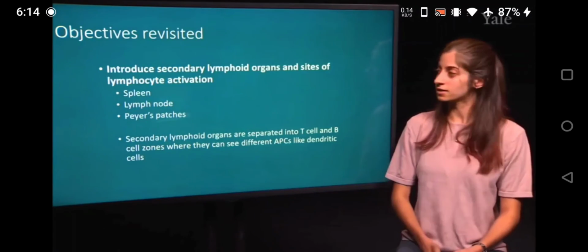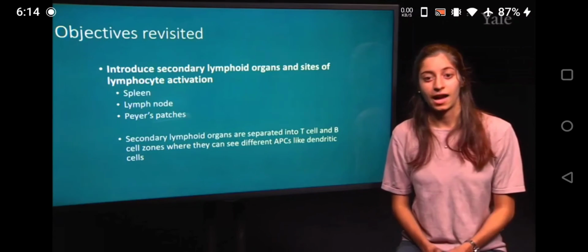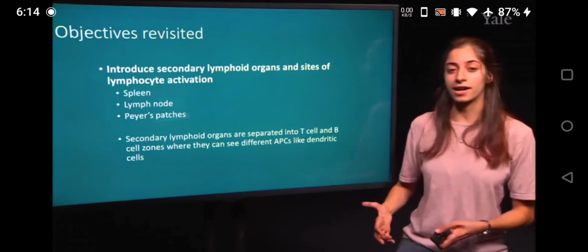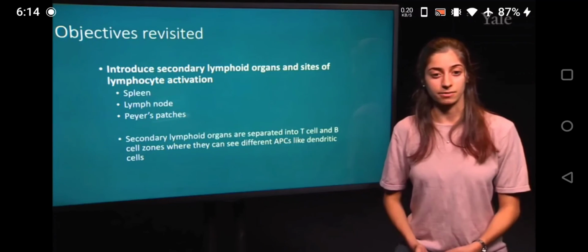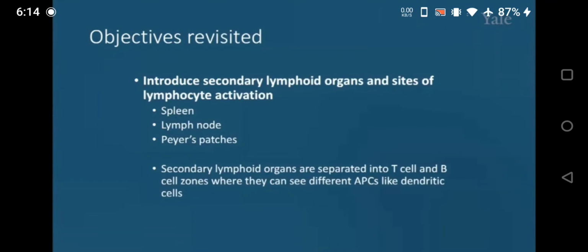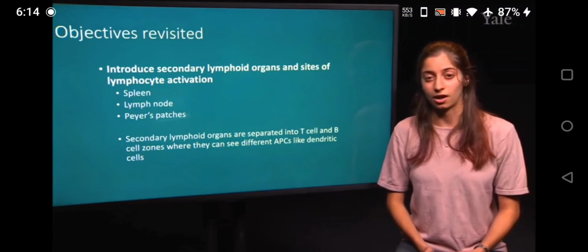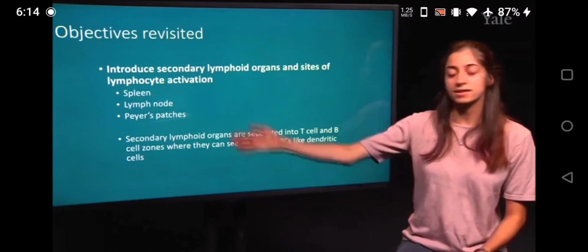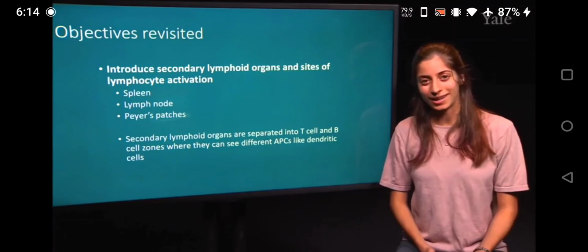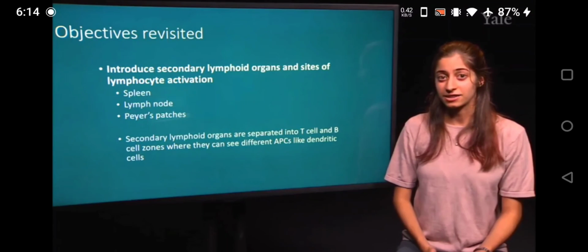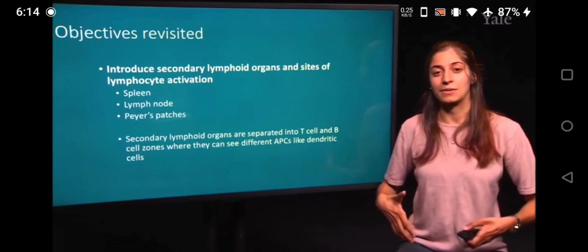This brings us to the end of our lecture. However, before I finish, let's go through and revisit some of those objectives we talked about in the beginning. Our first objective was to introduce secondary lymphoid organs and sites of lymphocyte activation. This includes the spleen, which is located very centrally and is important for identifying blood-borne pathogens. The lymph nodes, which are located all over the body and are important for identifying pathogens that are infecting peripheral tissues, as well as the Peyer's patches. Peyer's patches are located in the gut and are important for recognizing antigens that come in through the intestine, but that's something we didn't touch on too much today.